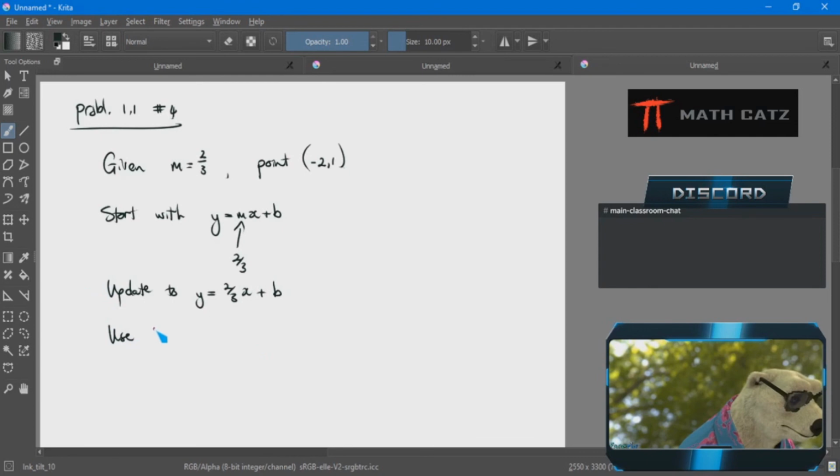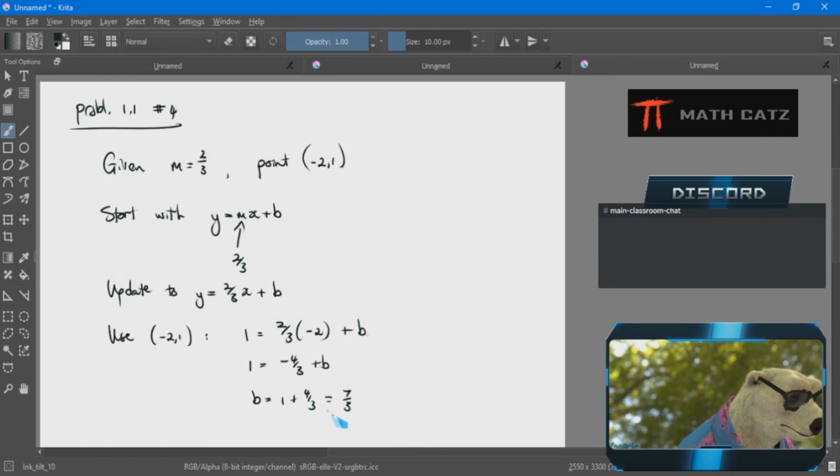So I can use the point -2, 1 and say, well, when y is equal to 1, x is equal to -2, and that equation has to be true. So I have simplified -4/3, so b is 1 plus 4/3, so that's 1 1/3, so 7/3.